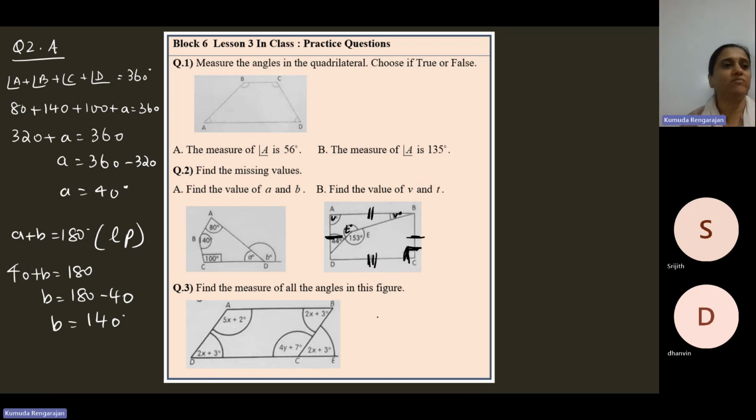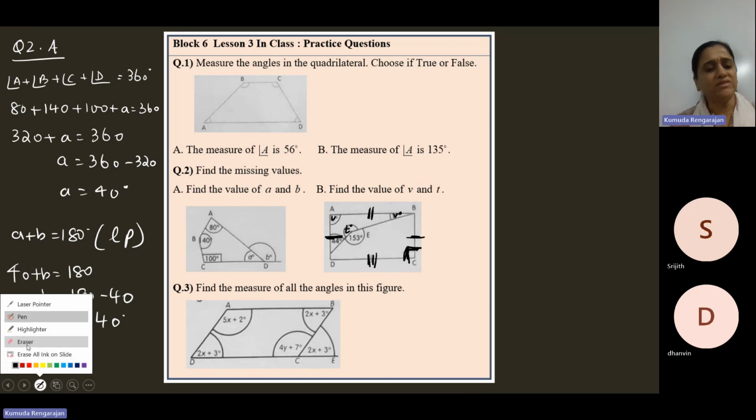What are the different types of parallelograms we have seen? Kite. Kite is not a parallelogram. Yeah, rhombus, rectangle, and square. The three types of parallelograms are rhombus, rectangle, and square.